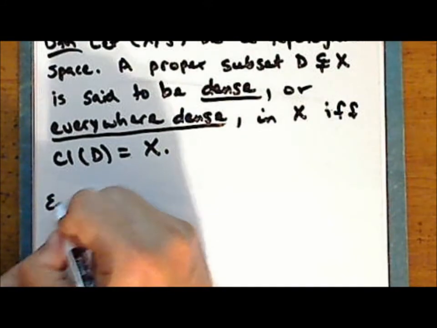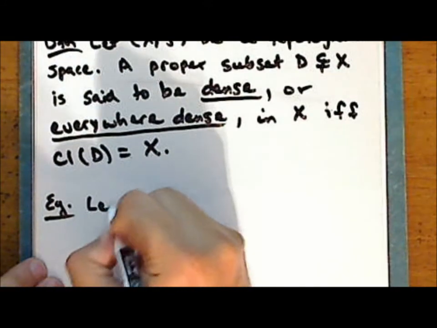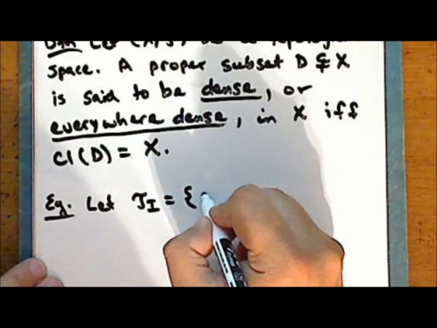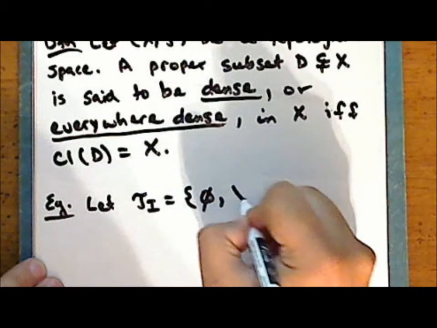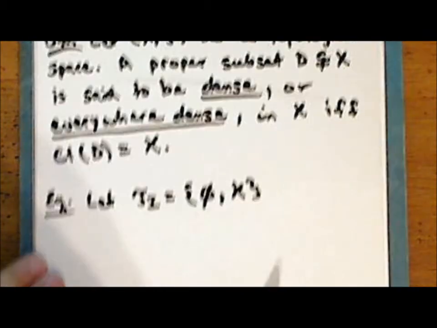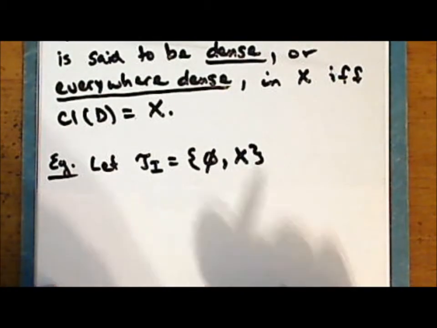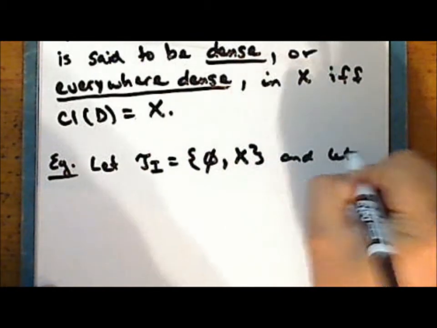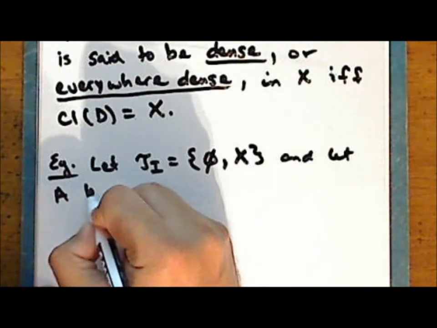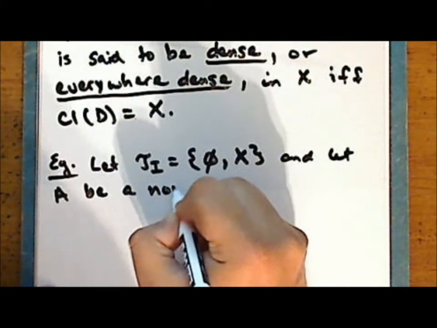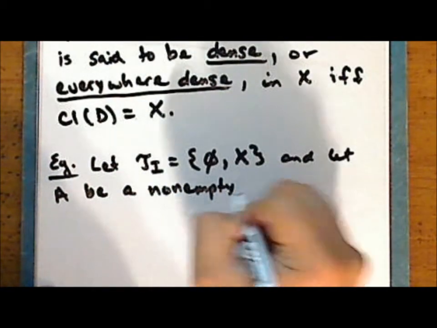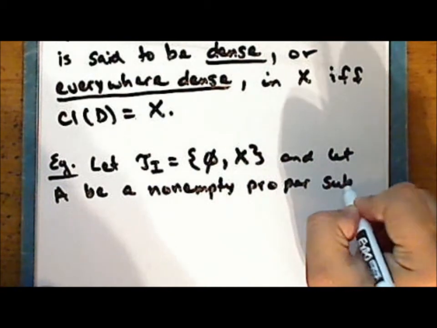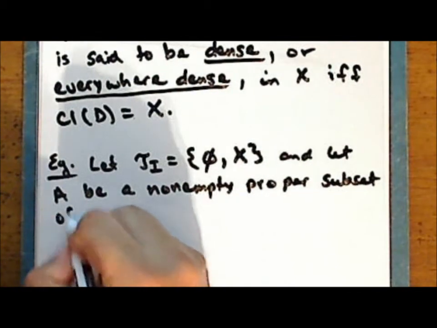So let's look at some examples. Let tau sub I be the set containing the empty set and the entire set X. Then this is the indiscrete or trivial topology on the set X. And let the set A be a non-empty proper subset of the space X.